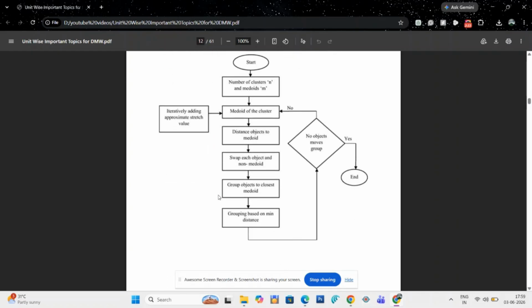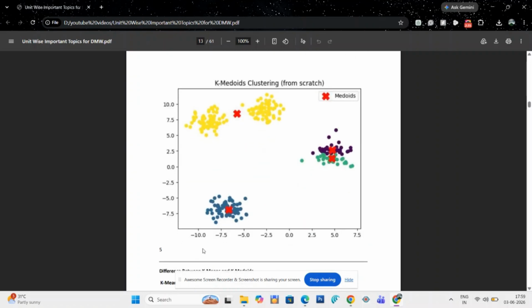Then this is the algorithm: start, number of clusters, and medoids of clusters, distance, object centroid, swap with each object, nonlinear, and this is the overall diagram. Okay, that's it. And then this is a scatter plot in which we get these points, centroids, medoids.